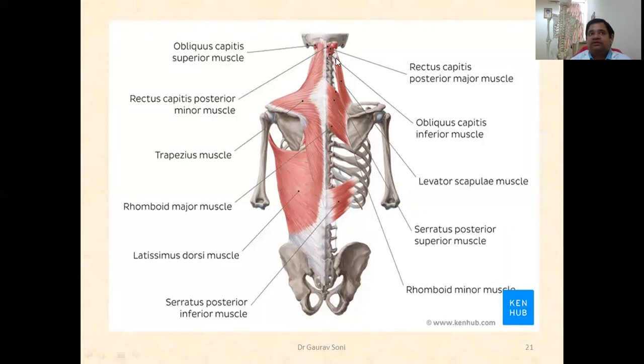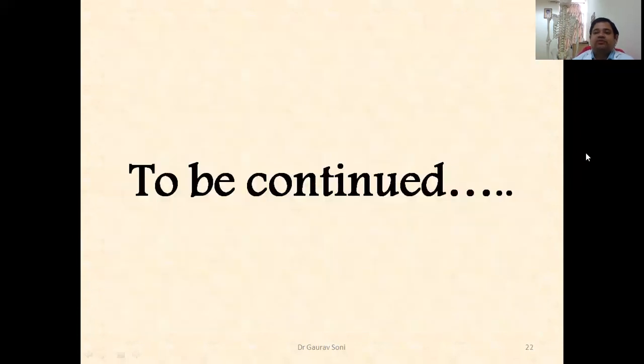This particular layer is the levator scapulae muscle. Then there are the rhomboid muscles, rhomboid minor, and rhomboid major is also there. You can see from here, major is down, minor is up here. So this is the total detail of the superficial group of the muscles.